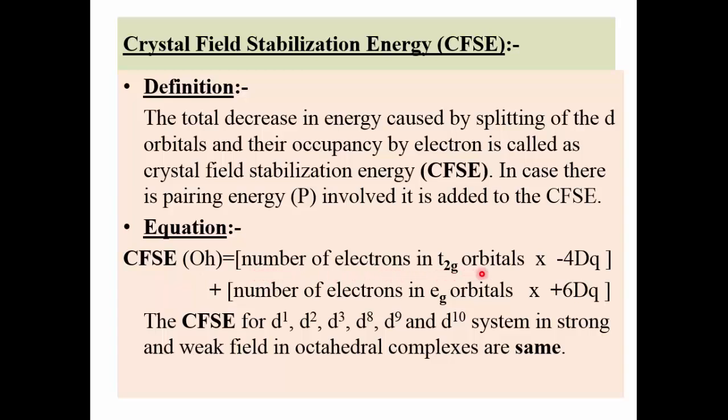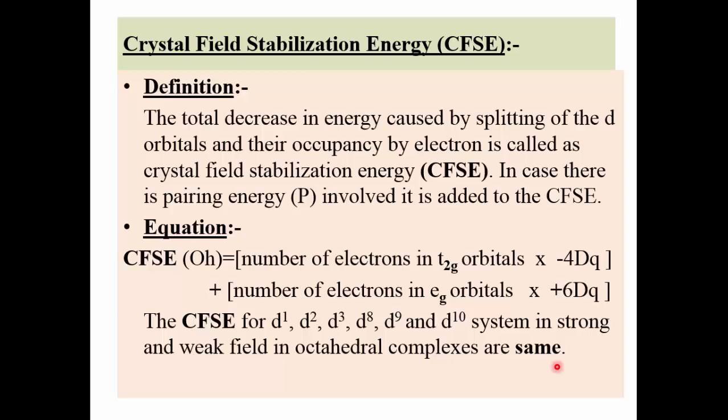Number of electrons in the t2g orbitals into its energy, minus 4Dq, plus number of electrons in the eg orbitals into its energy, plus 6Dq, plus pairing energy. So the CFSE for d1, d2, d3, d8, d9, d10 systems in strong and weak field in octahedral complexes is the same. In the previous slide, we discussed that the filling of these d1, d2, d3, d8, d9, d10 systems in both fields is the same.